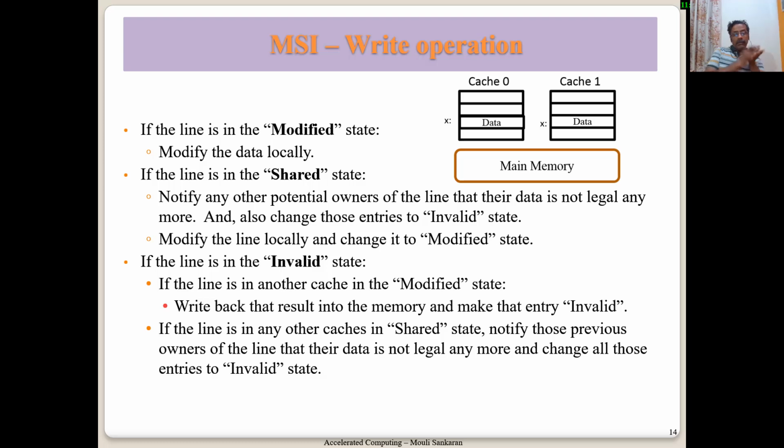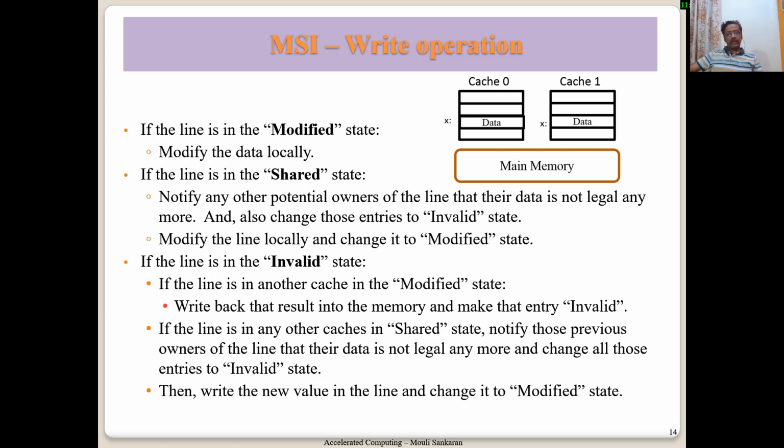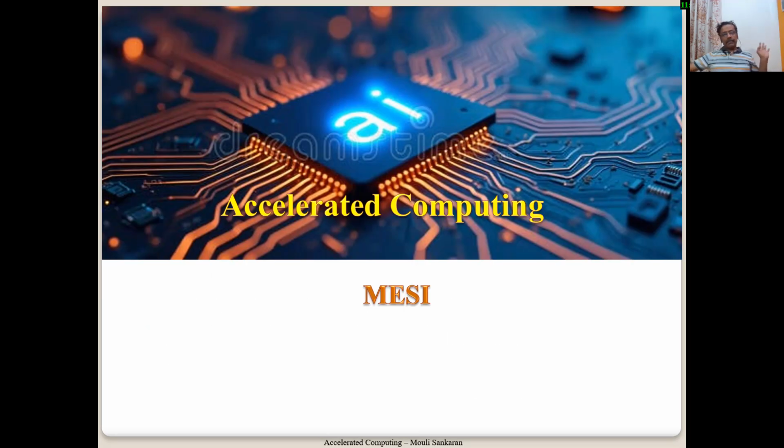Now, if the line is in other caches in a shared state, what do you do? You have it invalid, but other cores have it in shared state. What does it mean? It is in sync with the main memory. So the line is in another shared state. Notify those previous owners that the line is no longer legal. You make all of them invalid, and then write the new value in the line and change it to modified state. Since your copy is invalid, you have to get the value from the memory and then modify it, whatever operation you are performing. So this is what is done by the MSI protocol.